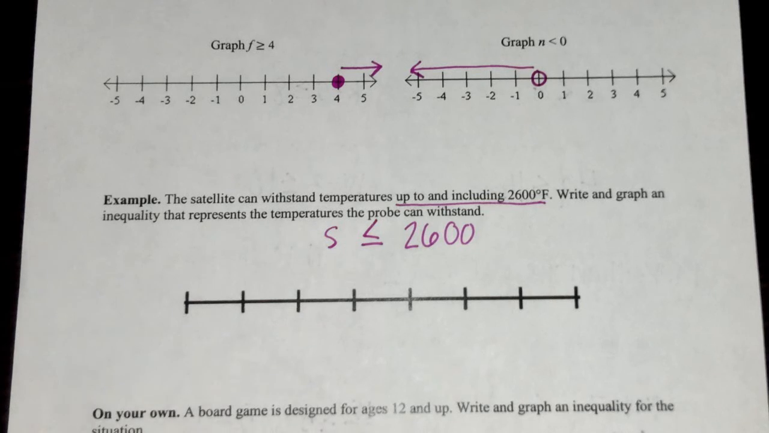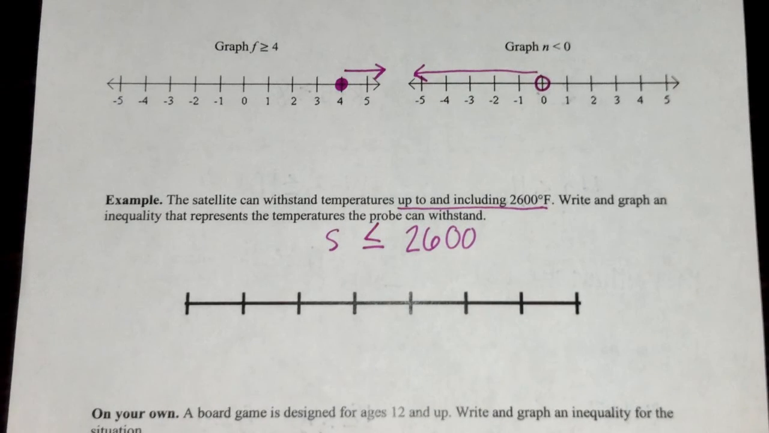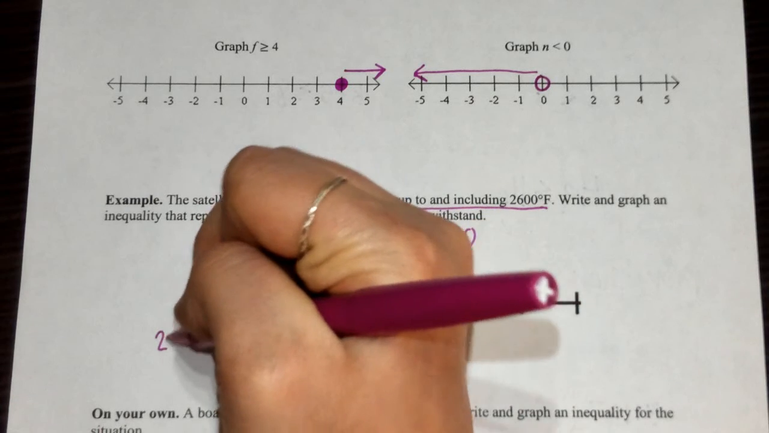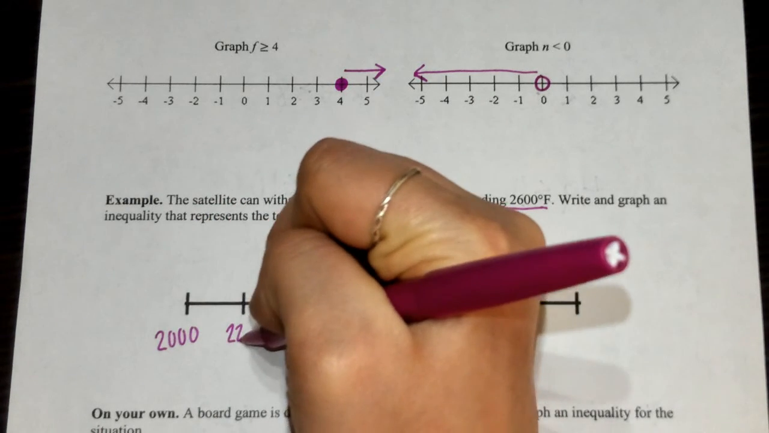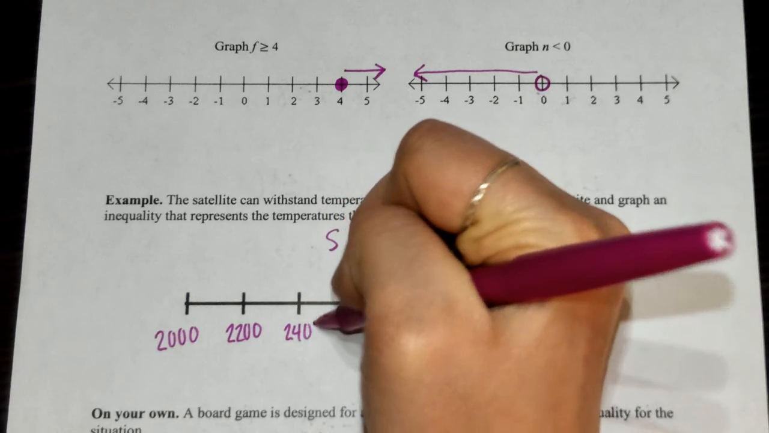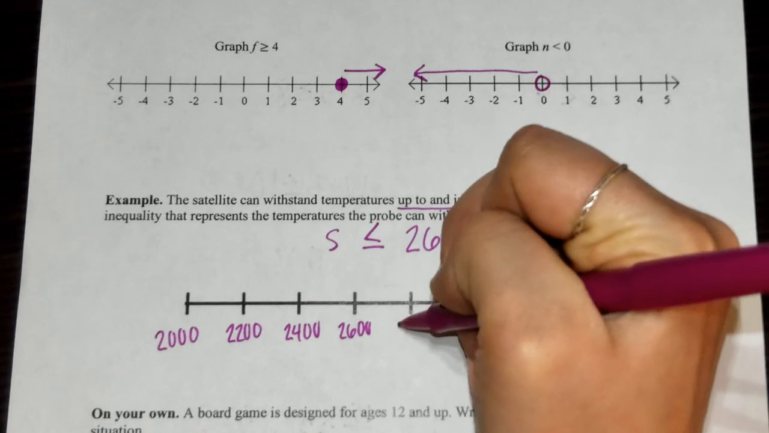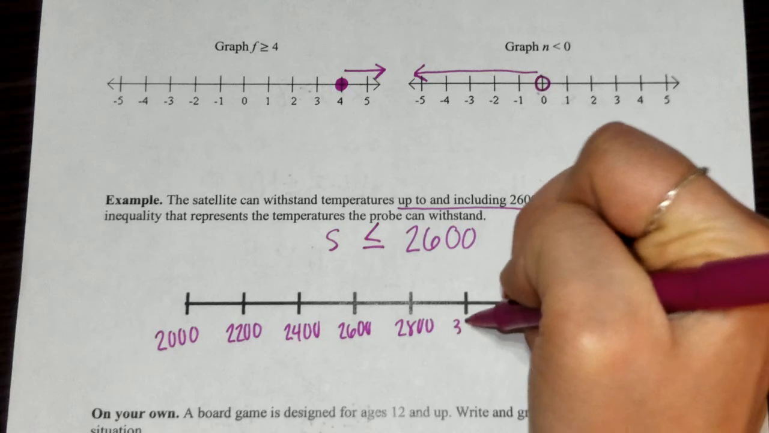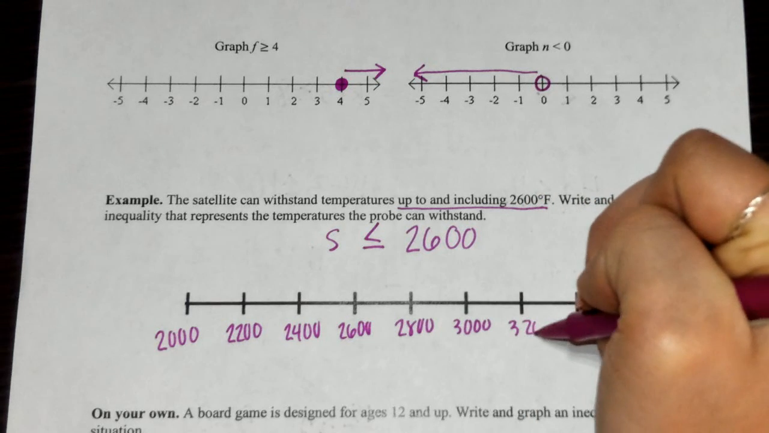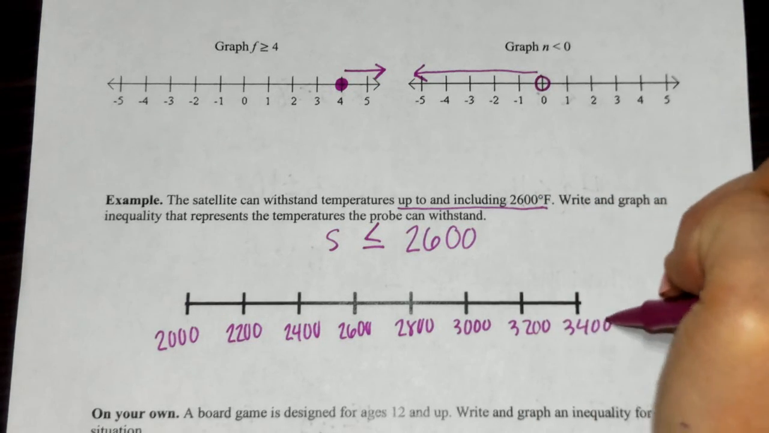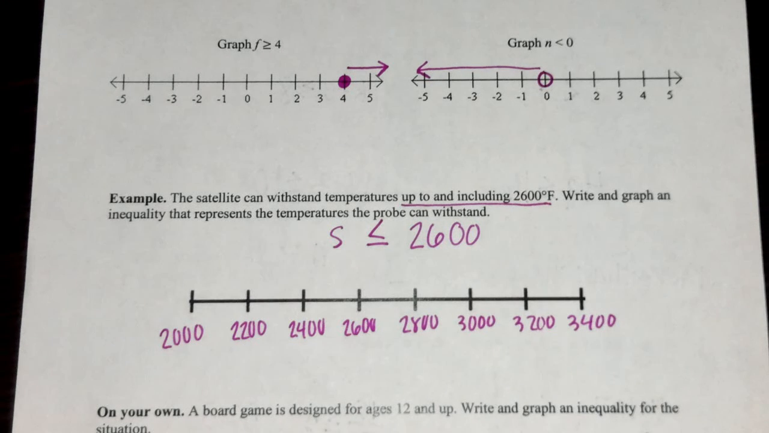Okay. So on this graph, you can do it a variety of ways. You can go up by whatever you want. I'm going to go up by 200. So I'm just going to start at 2,000. I'm going to go 2,200, 2,400, 2,600, 2,800, 3,000, 3,200, 3,400. Okay, but I could have gone up by 100s. I could have gone up by 1,000s if I really wanted to. Just as long as 2,600 is on there, I'm fine.